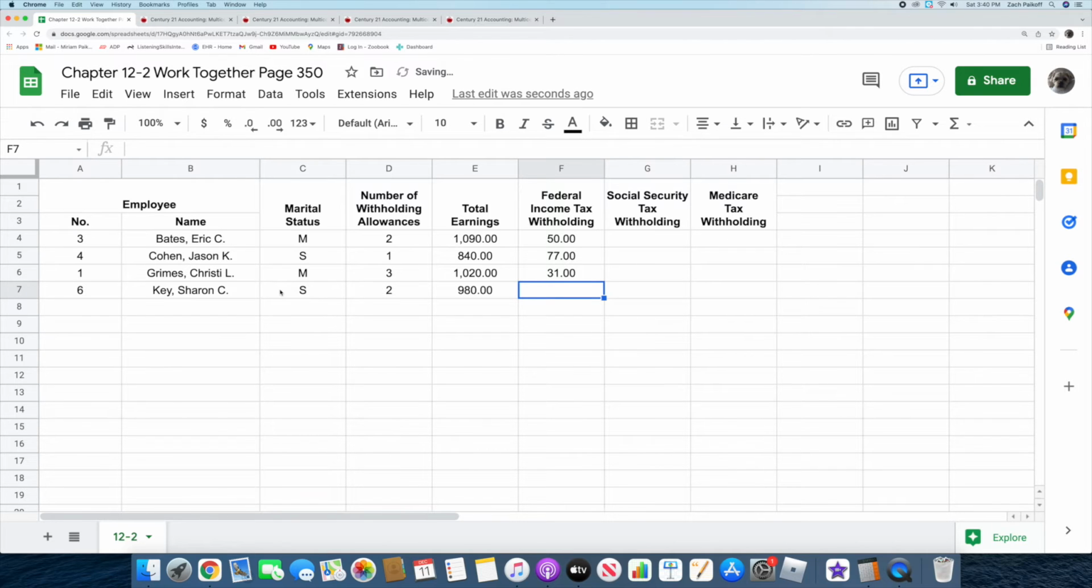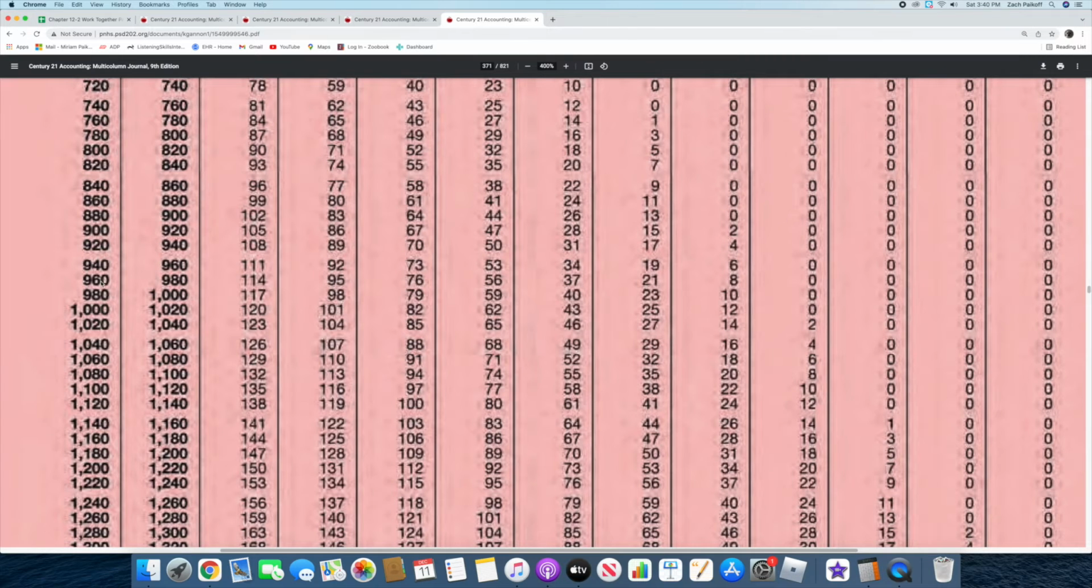And lastly, Sharon Key's marital status is that she is single. She has 2 withholding allowances, and her total earnings are $980. So if we come back over again and take a look at the employee's income tax withholding table for single persons, as you can see, we have the total earnings, which are listed right here. And if we count over 0, 1, 2, the amount of federal income tax that must be withheld from Sharon Key's total earnings is $79.